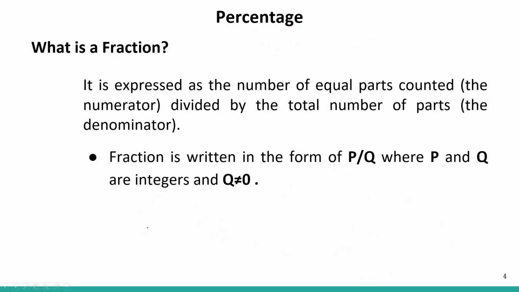So what is a fraction? It is expressed as a number of equal parts counted, the numerator, divided by the total number of parts, the denominator. So a fraction is nothing but just two numbers. The number that remains in the upper part, above the fraction bar. This is called the fraction bar.